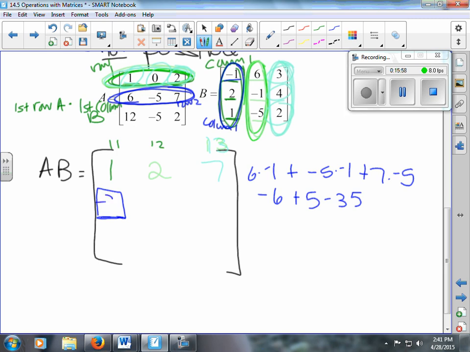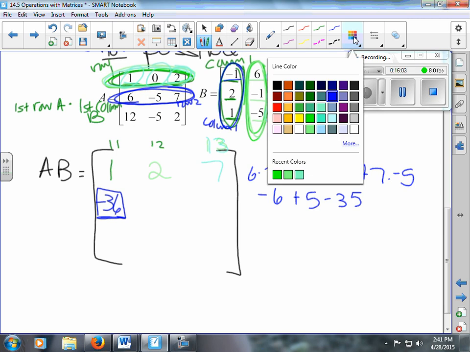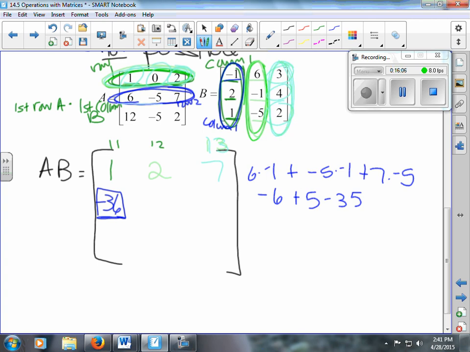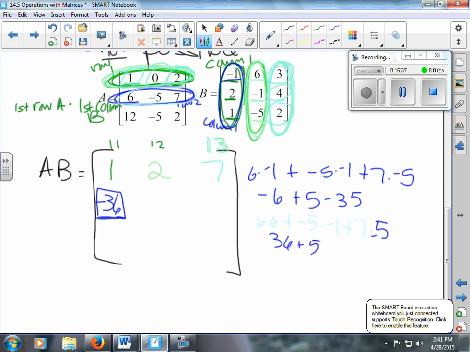Yeah, negative 36. Now to get the next entry, I'm going to use a different shade of blue here, maybe. I'm going to do row 2 times column 2. Row 2, column 2. And so I'm going to dot product 6, negative 5, 7 with 6, negative 1, 5. So that's 6 times 6 plus negative 5 times negative 1 plus 7 times negative 5. Okay, so that's 36 plus 5 minus 35.